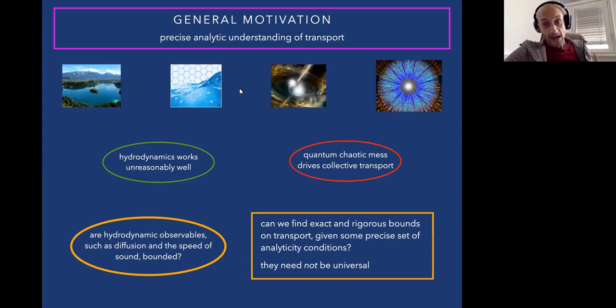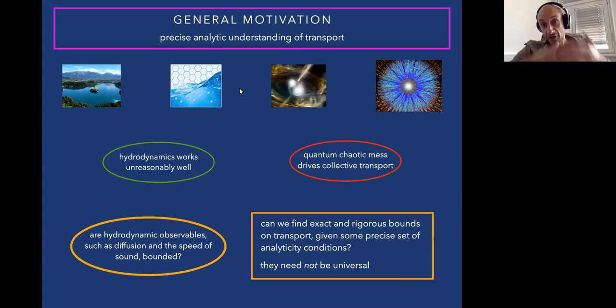And then the main part of what I want to talk about today is about bounds. This is another thing that has been of huge interest to this community and communities before. This is a long-standing debate of the question of, are these hydrodynamic observables that we talk about, like diffusion and the speed of sound, bounded in some way? What I'm going to show you today is a new method for finding exact and rigorous bounds on transport, given some precise set of analyticity conditions.